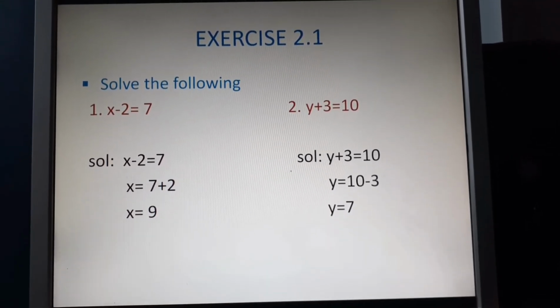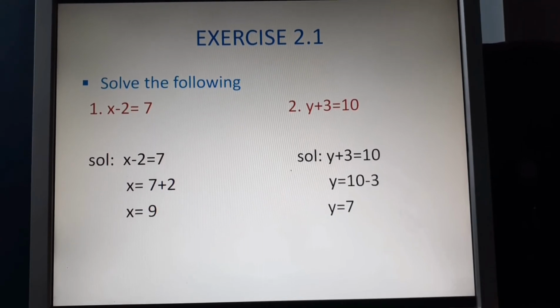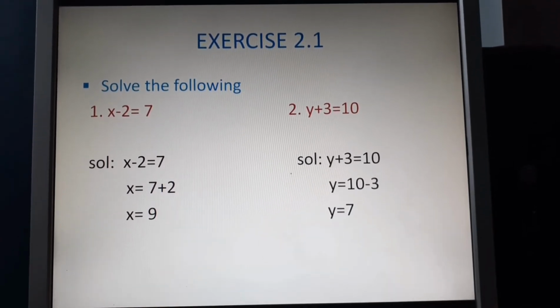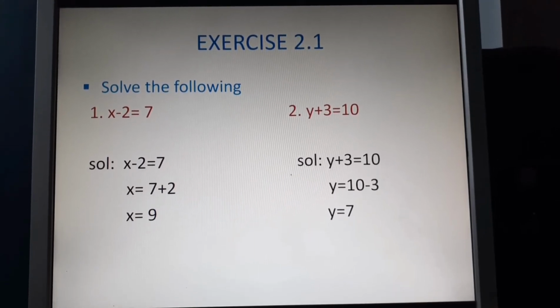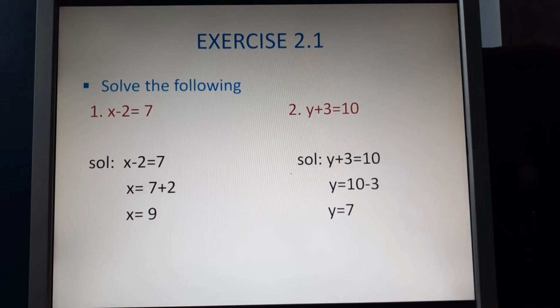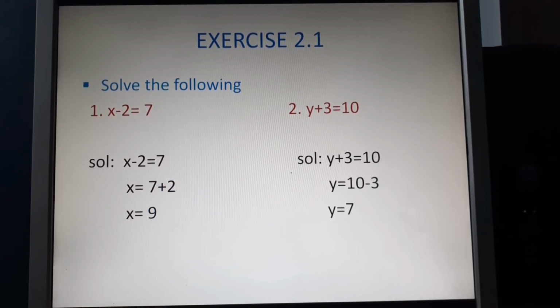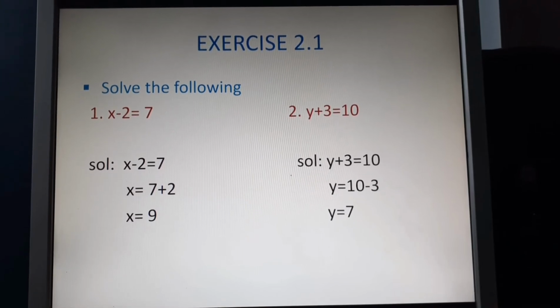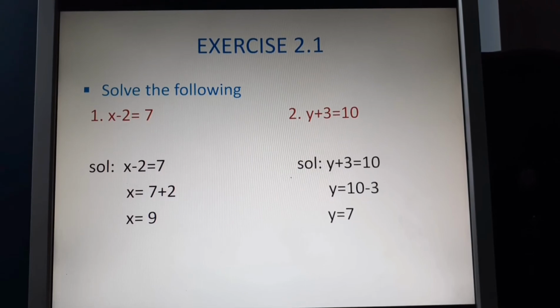See the first sum. The given equation is x minus 2 is equal to 7. Solution. Given equation is x minus 2 is equal to 7. Minus 2 comes to that side and changes into plus 2. So, x is equal to 7 plus 2. Now, your solution is x is equal to 9.